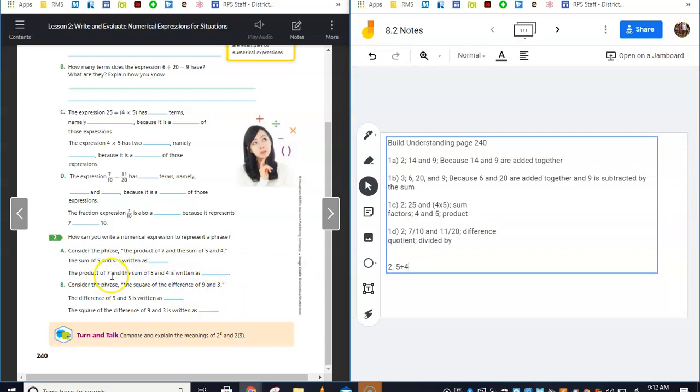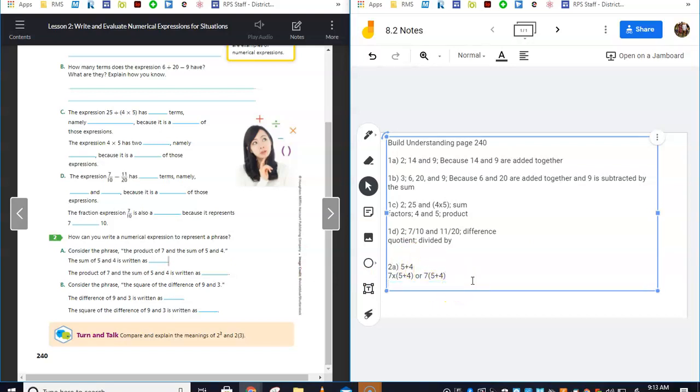The product of 7 and the sum of 5 plus 4 is written as 7 times, in parentheses, 5 plus 4. So I took what I wrote right here because I had the sum of 5 plus 4, which I'm adding together. And the product means I'm going to be multiplying. So I have 7 times, in parentheses, 5 plus 4. Or you could write that as 7 times 5 plus 4 because parentheses also mean multiplication. I would take either way there. So this one is 2A. I forgot to put A there, sorry.